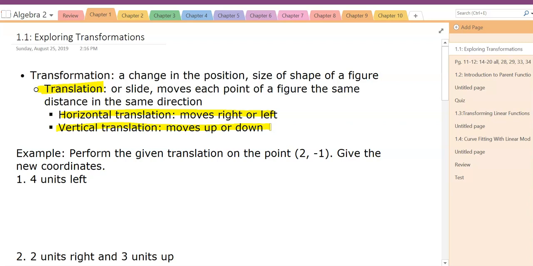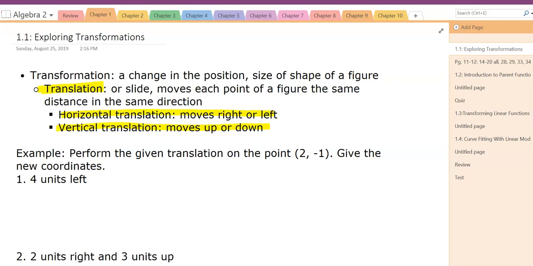Now you'll have some graphs that actually do a combination, where it moves to the left and it moves up, or it goes to the right and it moves down. So both of them can happen at the same time. When we're reading through these, they're going to give you a coordinate, and they're going to tell you what's happening to it, like which direction it's moving. And we have to then write the new coordinate. So we have to think about which coordinate got affected, the x or the y. And that's when you look at the keywords like right, left, up, down.